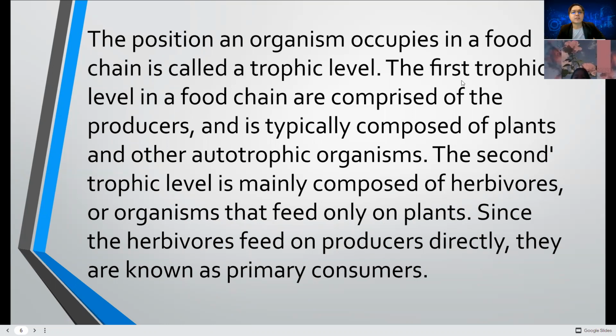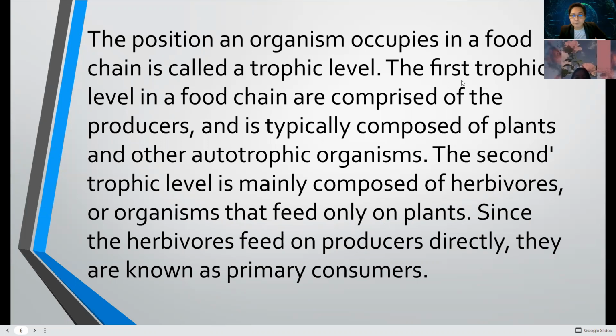The first trophic level in the food chain is composed of producers, of course. Okay, they are the base. When you say base, they are the ones in the lowest area, typically composed of plants and other autotrophic organisms, or producers. These autotrophic organisms produce their own food. Because they're autotrophic, they can actually manufacture their own food. The second trophic level is mainly composed of herbivores because they consume what? The producers. Okay? Herbivores. Okay? An organism that feeds only on plants.